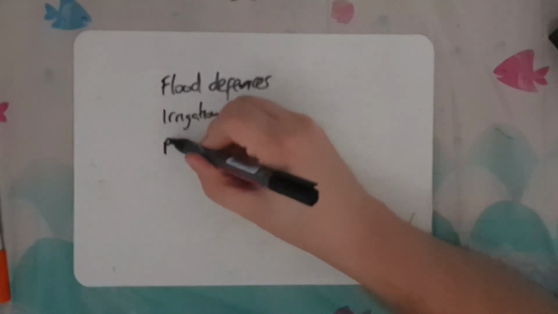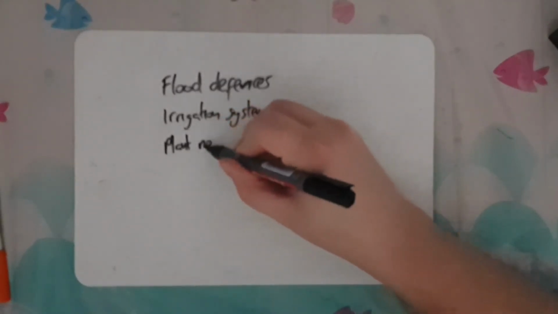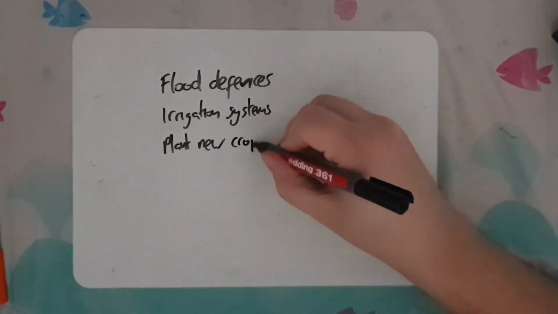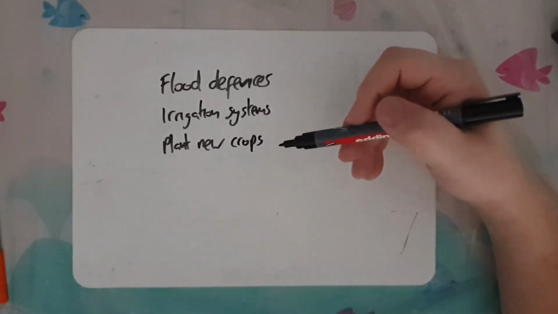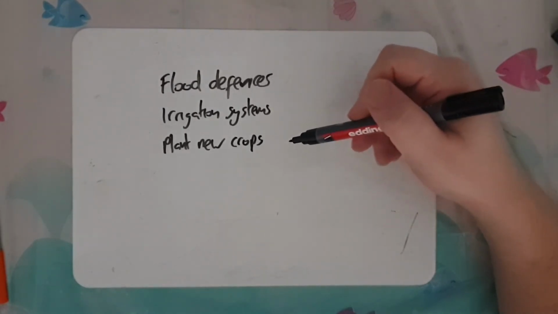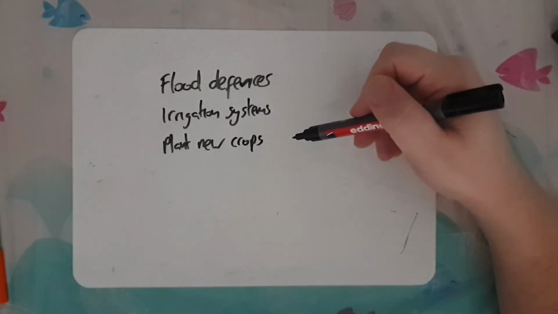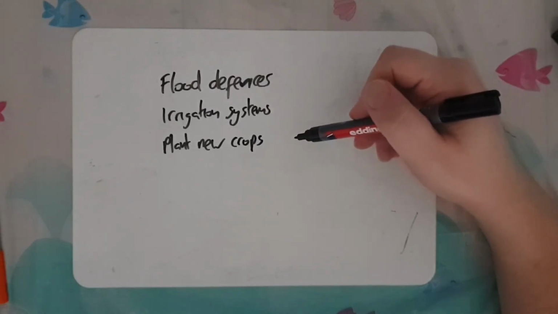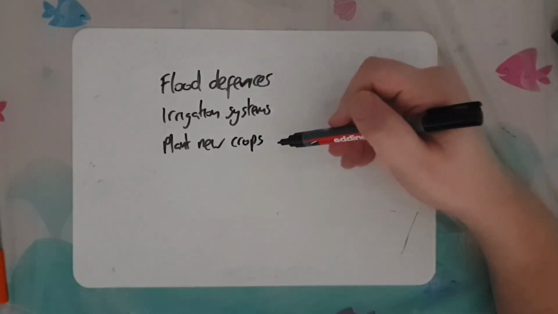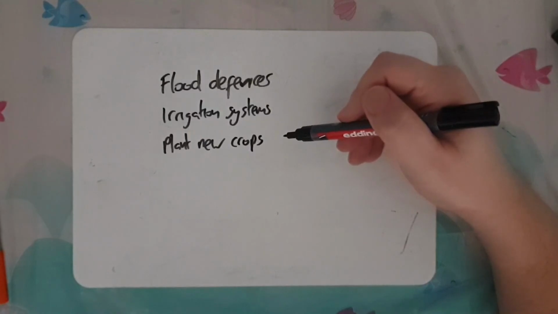Or we can plant new crops. And by new crops, I mean like different types of different species, right? So if you had an area where you traditionally planted crops that needed a certain amount of rain and didn't do very well in the heat, and then all of a sudden you found that that was now in an area which was prone to incredibly high temperatures and drought, you plant a different species of crop there. You grow something else that's more suited to the climate there now.